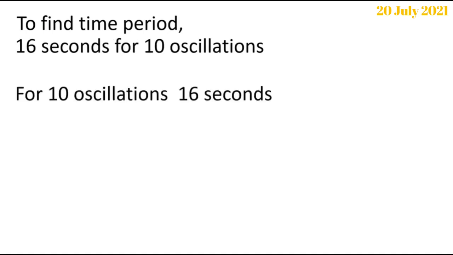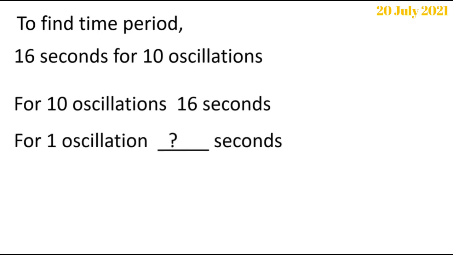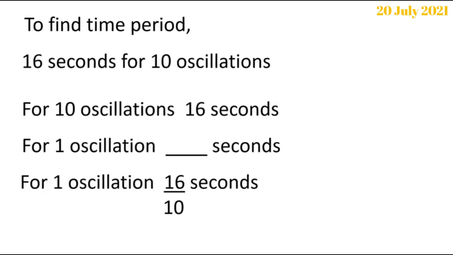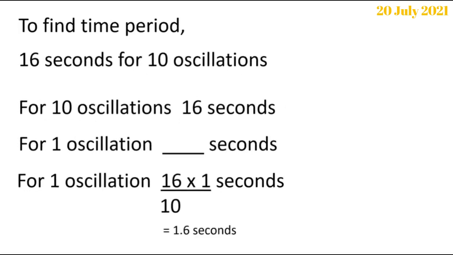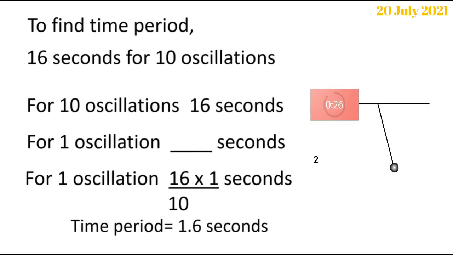And what is the definition of time period? How much time for one oscillation? So for 10 oscillations, 16 seconds. For one oscillation, how many seconds? Simple calculation, for one oscillation, it is 16 divided by 10 into 1. Right? That amounts to 1.6 seconds. So the time period is 1.6 seconds. So this is how we have found time period of the virtual pendulum you have seen.